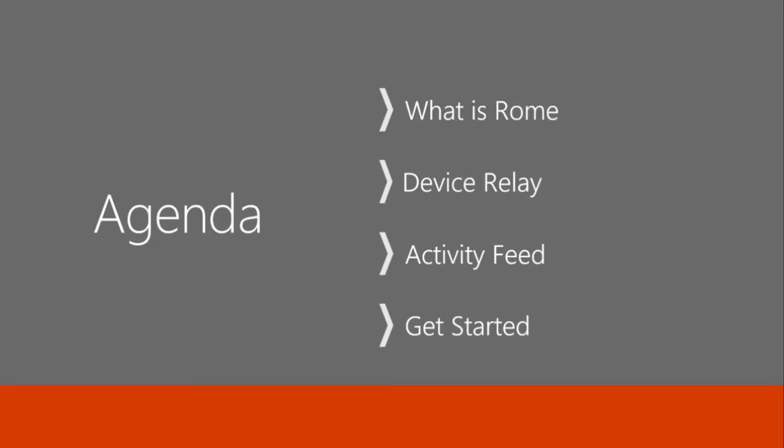So one is, what is Rome? You've probably heard Rome is a code word from Microsoft for a bunch of different stuff, so we'll break down what we're talking about with Project Rome. The second big concept is, what is a device relay? We're going to talk about how devices can play with each other and talk to each other.